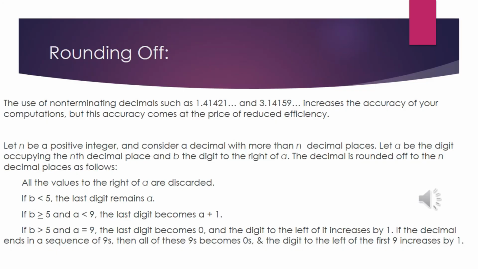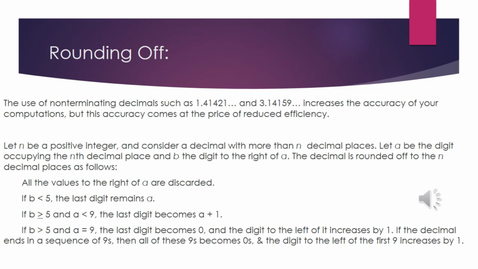A lot of decimals and percentages used in practice are rounded off. The use of non-terminating decimals such as 1.41421 and 3.14159 increases the accuracy of your computations. But this accuracy comes at the price of reduced efficiency.